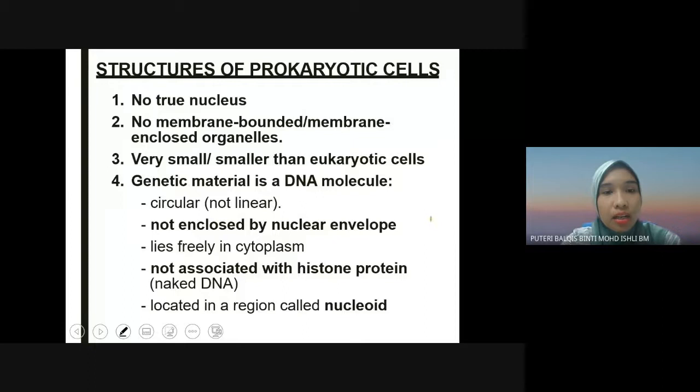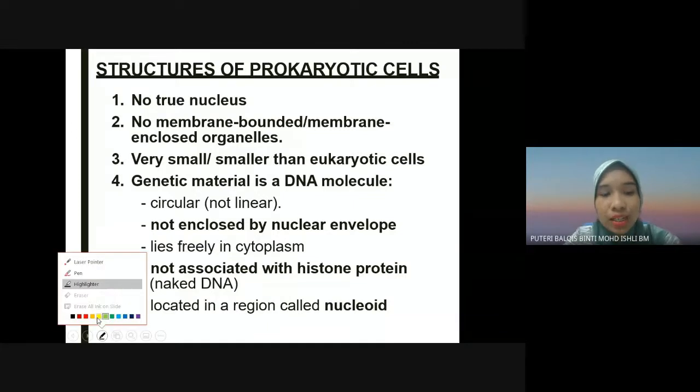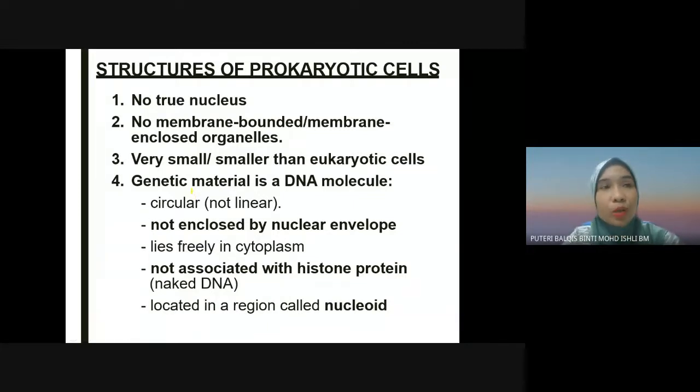So structure of prokaryotic cells: no true nucleus. Dia tak macam eukaryotic cell, kita ada nucleus. Kalau tulis nucleus saja salah, no true nucleus. No membrane-bounded organelles, so it does not have organelles that have membrane. For example, mitochondria, chloroplast, dia tak ada semua tu.